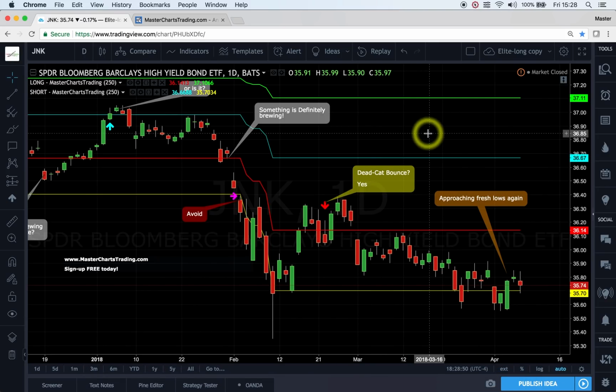And additionally, junk bonds correlate highly with the stock market. So once again, I wonder if the weakness in junk bonds is something to be concerned about for the stock market.